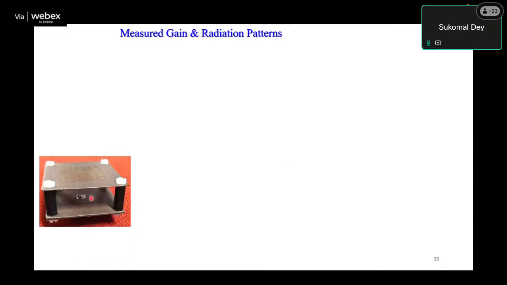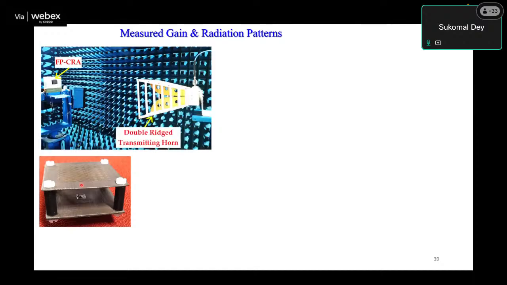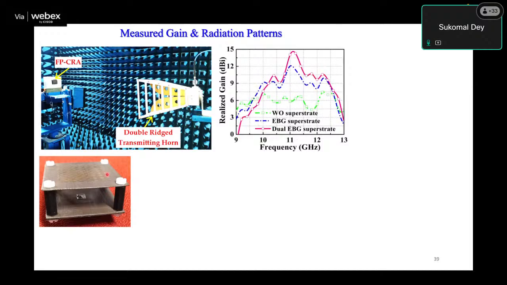Okay, now coming to the final structure. This is the fabricated structure finally. We have used metallic screws and other things to get it as a conformal shape. Then that structure is placed inside the anechoic chamber to test it, and finally we check the gain with respect to different varieties. Now you can see the gain has been improved a lot.